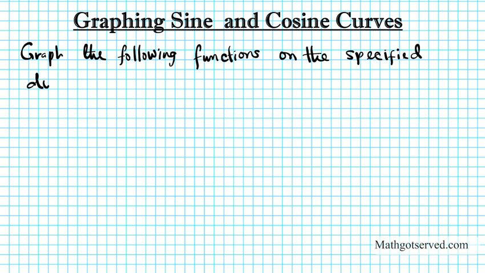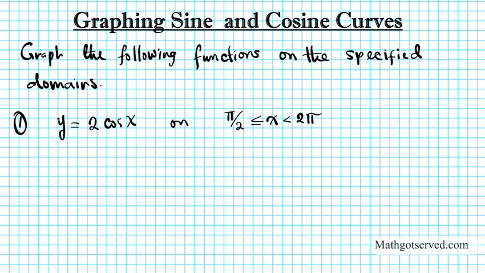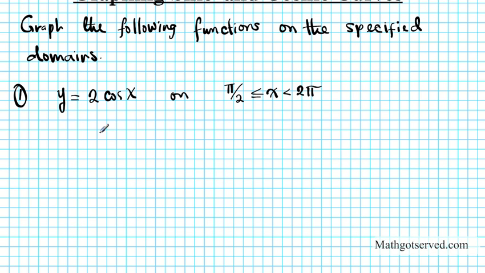All right. So for question number one, we're going to be graphing the function y equals 2 cosine x on the interval pi over 2 is less than or equal to x, and x is less than 2 pi. Okay? So first thing we're going to do is write this in standard form, find all the relevant components, and then graph. Okay? So in standard form, we can write this as y minus 0 equals 2 cosine of 1 times x minus 0.